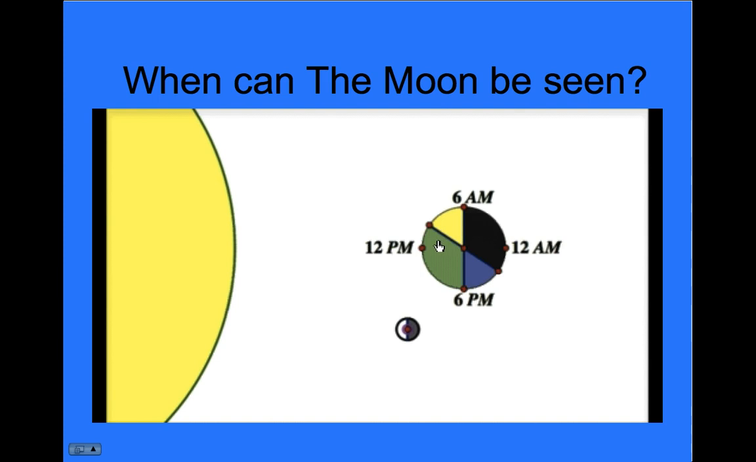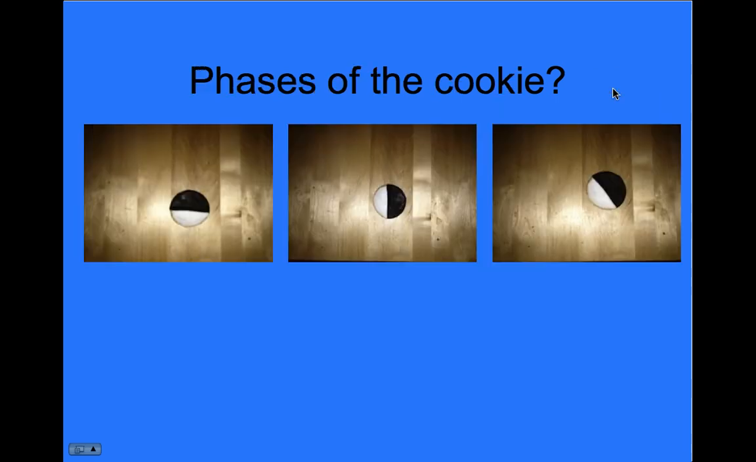So in this case, people from about 8 a.m. or 9 a.m. to 9 p.m. can see the moon, but people from 6 a.m. to 6 p.m. can see the sun, and that's why this green region is the overlap between them. A nice way to visualize the phases of the moon is to give your students a black and white cookie.